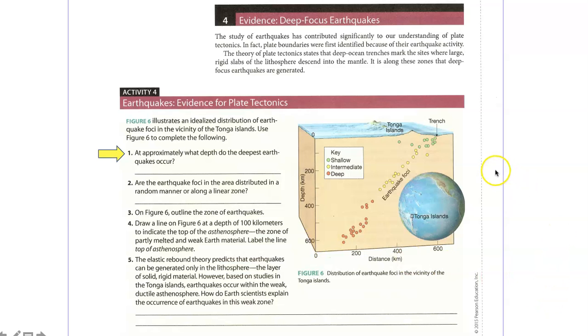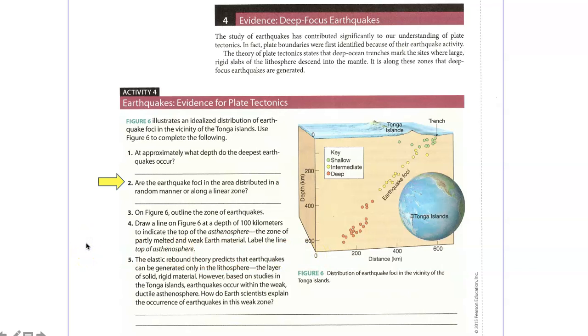Activity 4 is asking you to look at a trench, which is created by a subduction zone, a convergent plate boundary, and this is showing earthquake foci, or the locations where earthquakes initiate. Shallow are in green, intermediate depth are in yellow, and the deep earthquakes are in red. And so they're asking you at what depth do the deepest earthquakes occur, and depth is listed here, so I think you can answer that.